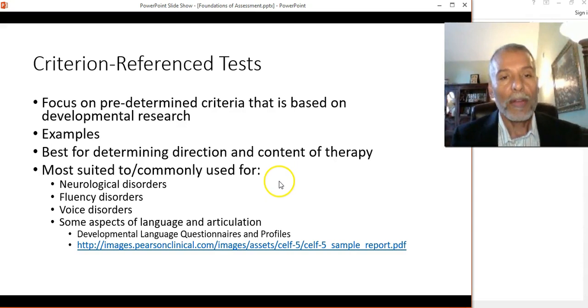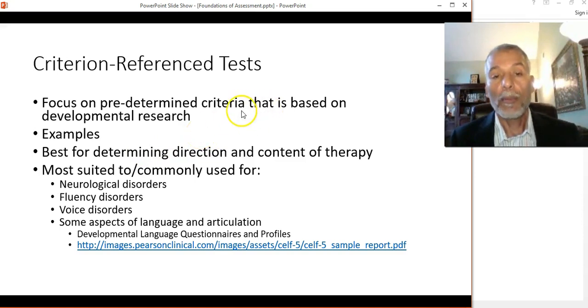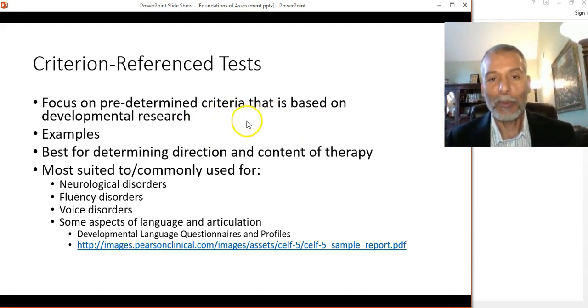So criterion referenced tests focus on predetermined criteria. By the way, what is the singular form of criteria? Tell me next time we meet in the class. So they focus on the predetermined criteria that are based on developmental research.